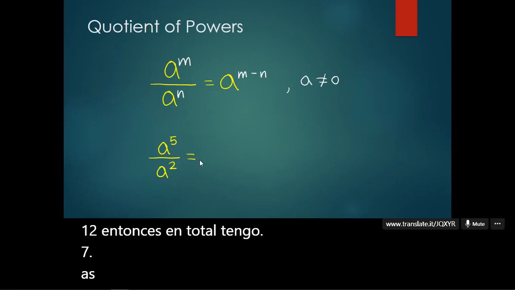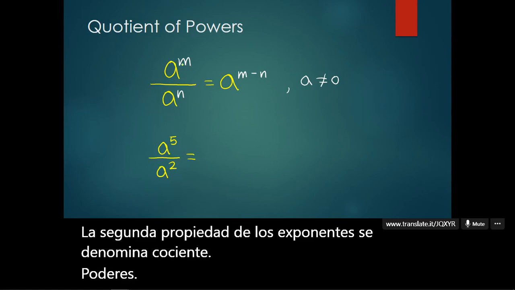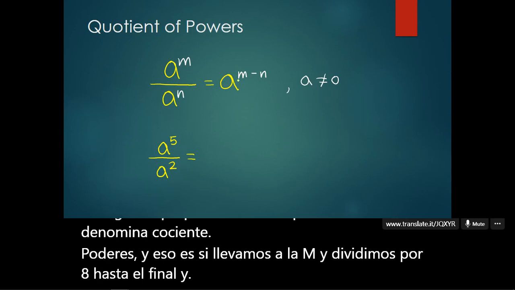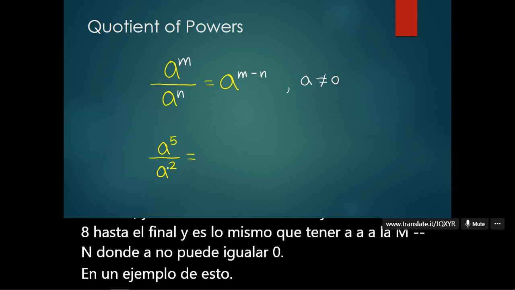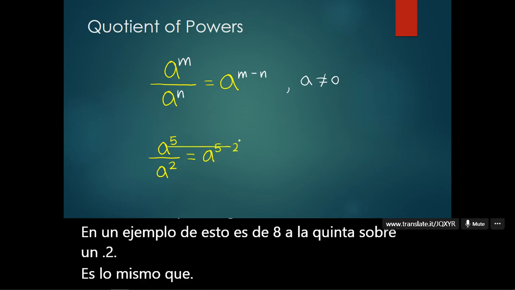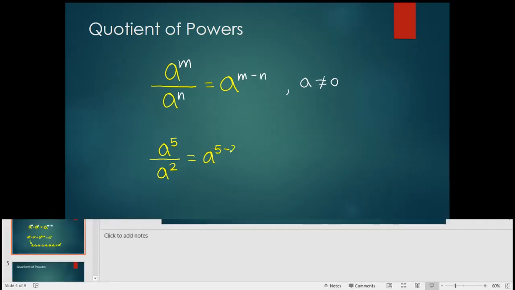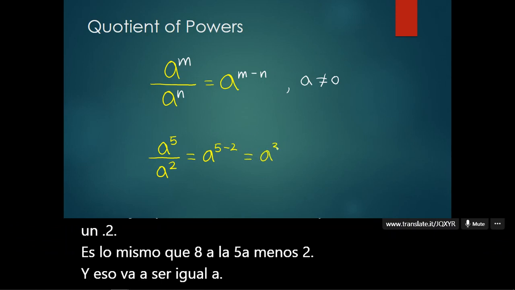The second property of exponents is called the quotient of powers, and that is if we take a to the m and divide it by a to the n, and it's the same as having a to the m minus n, where a cannot equal 0. And an example of this is a to the fifth over a squared is the same as a to the fifth minus 2, and that's going to be equal to a to the third.